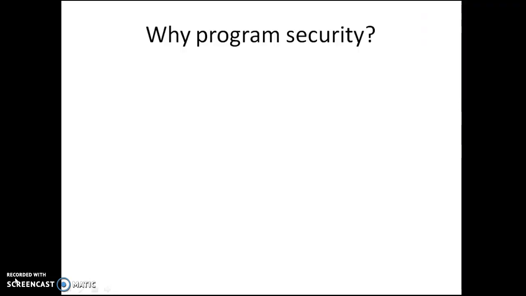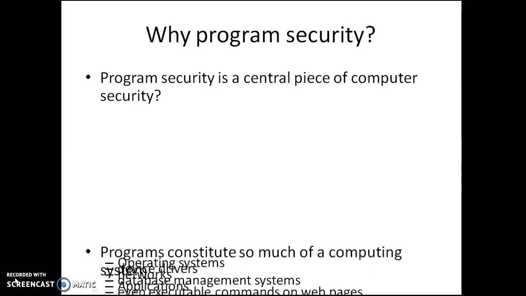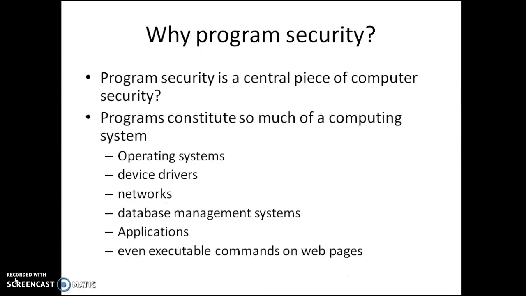Why program security? Why do we need program security? Program security is a central piece of computer security. Why? Because without program security, there is no security. Programs constitute so much of the computing system. They need an operating system in touch with those programs. They need device drivers to drive some of the functionality related to the hardware, networks, and some are database management related. Some are direct applications and executable commands on web pages as well, JavaScript commands or VB commands.